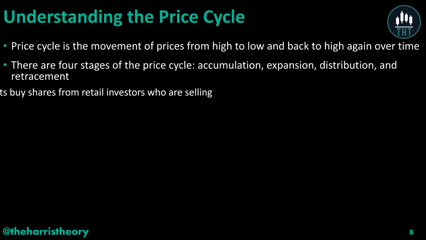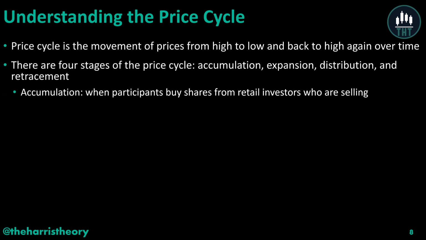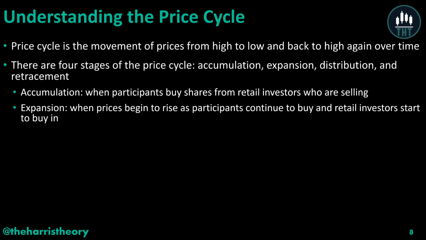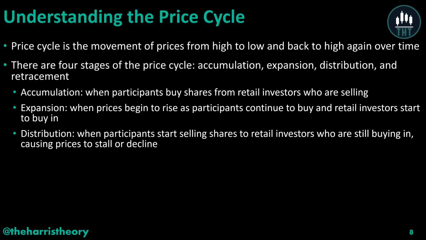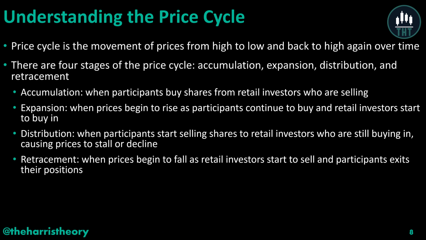Accumulation, when participants buy shares from retail investors who are selling. Expansion, when prices begin to rise as participants continue to buy and the retail investors start to buy in. Distribution, when participants start selling shares to retail investors who are still buying in, causing prices to stall or decline. Retracement, when prices begin to fall as retail investors start to sell and participants exit their positions.